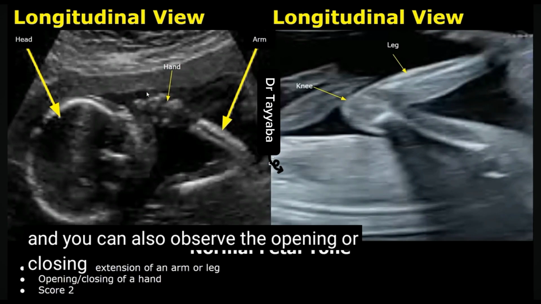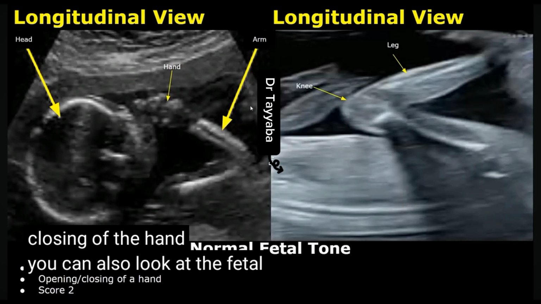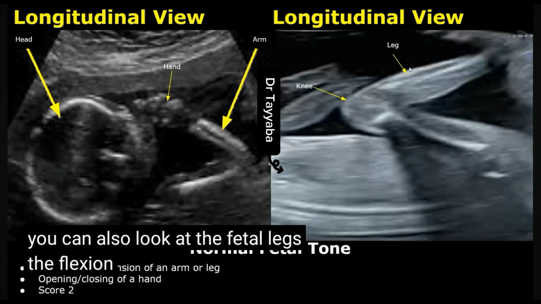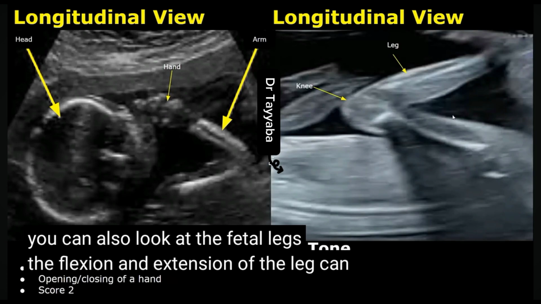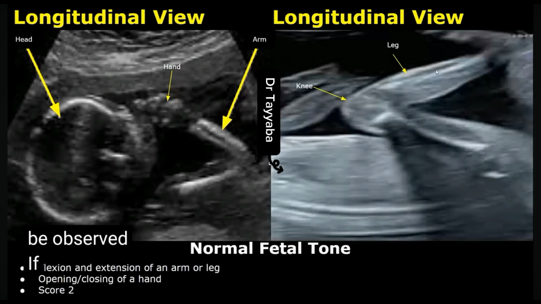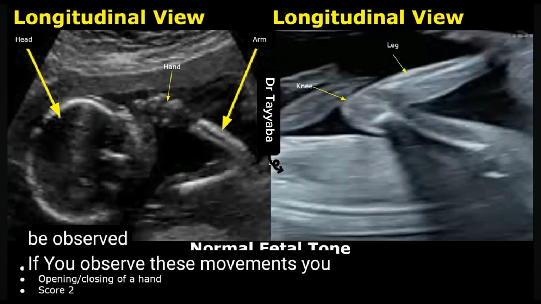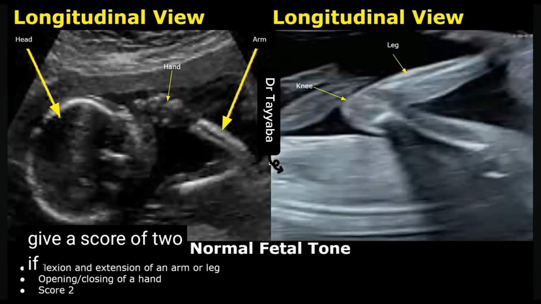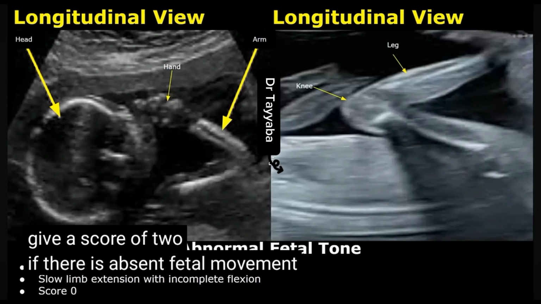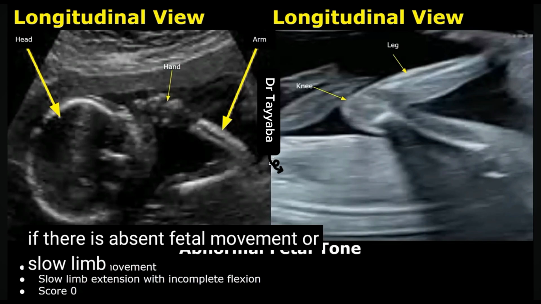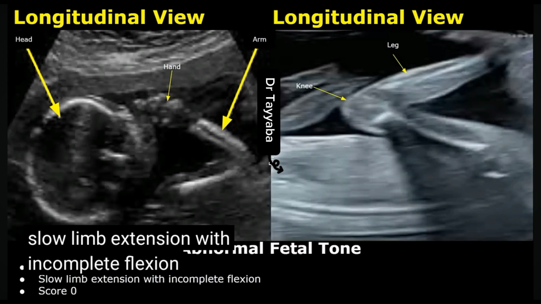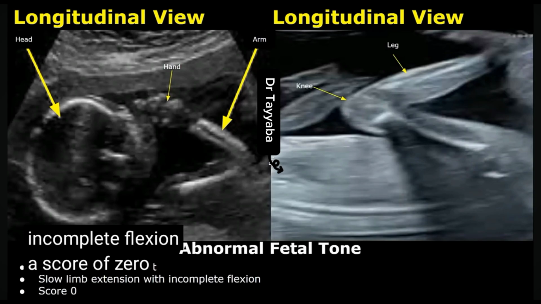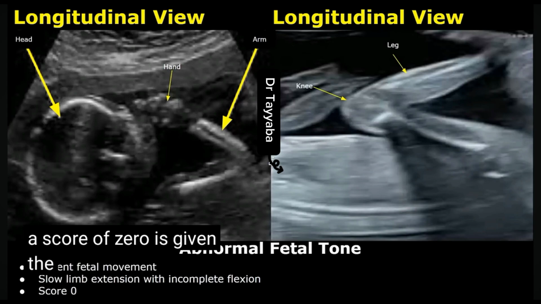The image on the left shows the arm, and you can also observe the opening and closing of the hand. You can also look at the fetal legs. The flexion and extension of the leg can be observed. If you observe these movements, you can give a score of 2. If there is absent fetal movement or slow limb extension with incomplete flexion, a score of 0 is given.